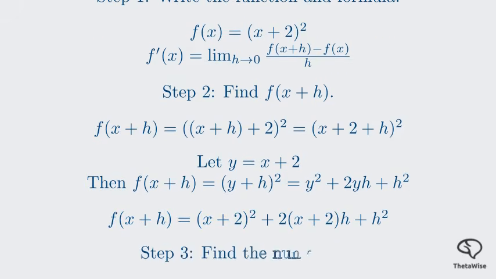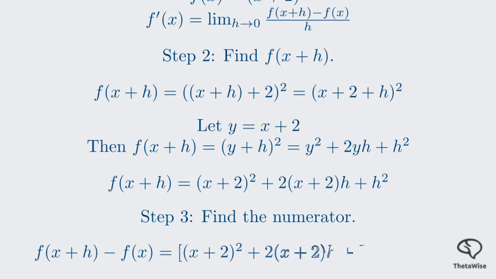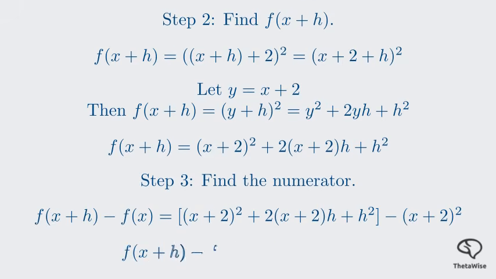Step 3, find the numerator. We subtract the original function. The x plus 2 squared terms cancel out perfectly, just as we expected. We are left with 2 times x plus 2 times h plus h squared.